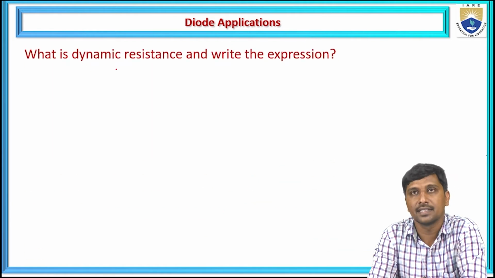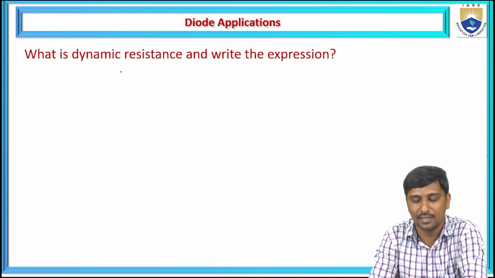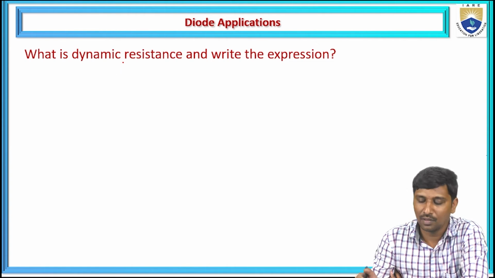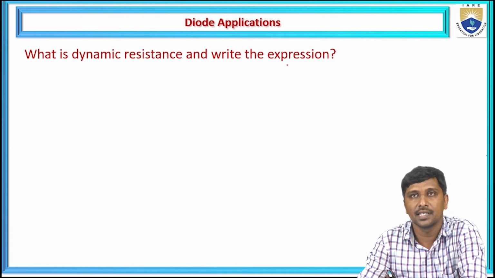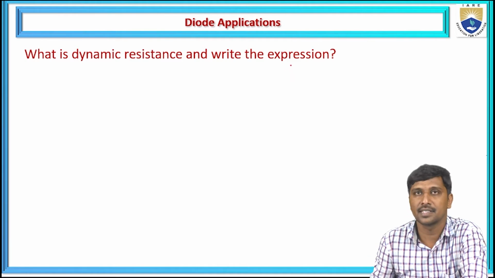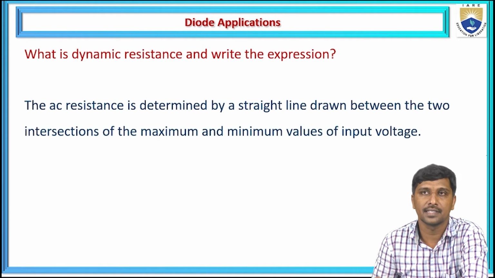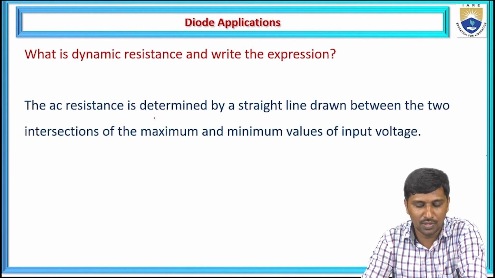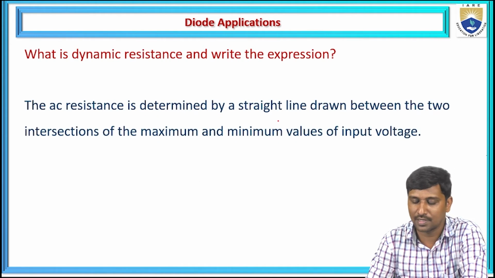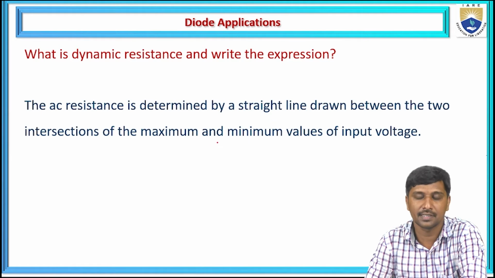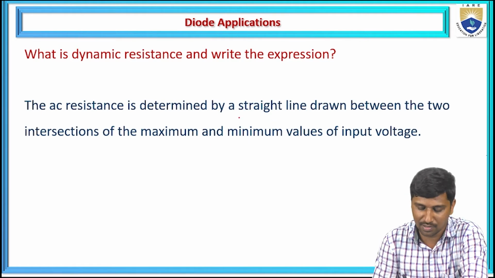What is dynamic resistance, and write the expression. In the previous slide we observed the static resistance, and now we are going to observe dynamic resistance. Dynamic resistance is also called AC resistance. To observe it, we need to draw a straight line between two intersections, the maximum and the minimum values.